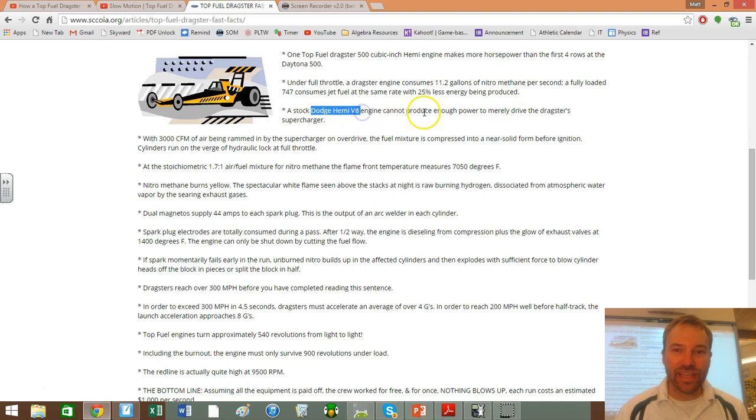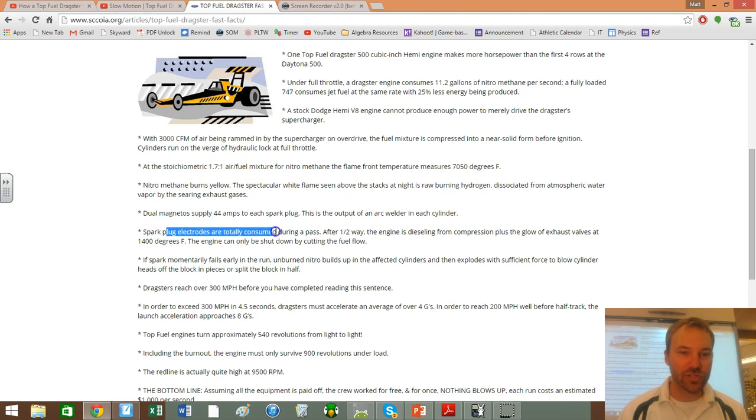Your regular engine can't even drive the supercharger, the thing that forces the air down into the engine. A normal car engine doesn't have enough horsepower even to turn that thing. 3,000 cubic feet per minute are rammed down this thing. There's a stoichiometric mixture of 1.7 to 1 air-fuel mixture. 7,000 degrees. It says nitro burns yellow, but the spectacular white flame is raw burning hydrogen, disassociated from atmospheric water vapor from the searing exhaust gases.